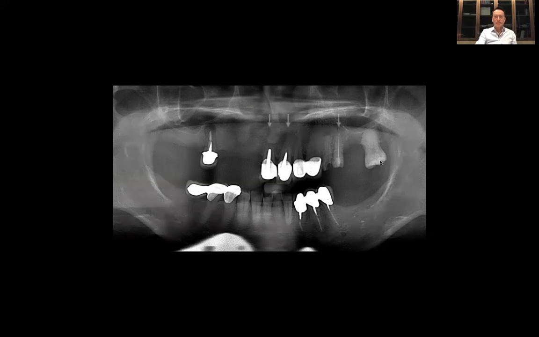Out of the 8, 3 of these teeth were still in okay condition, but the other 5 are non-restorable and need to be extracted. After I discussed different treatment options and possibilities with the patient, she elected to have all her maxillary teeth extracted and to go with a fixed implant-supported prosthesis.